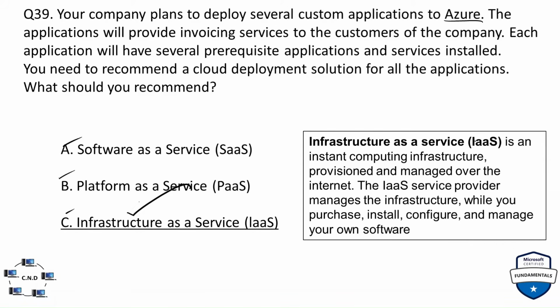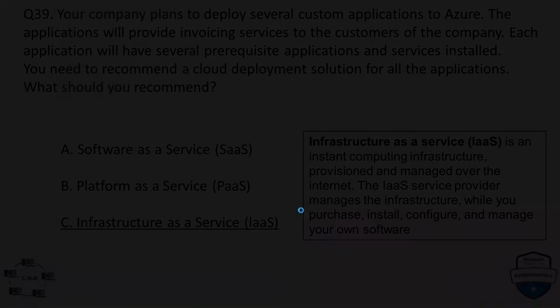And why is that? Because infrastructure as a service is an instant computing infrastructure provisioned and managed over the internet. The IaaS, or infrastructure as a service provider, manages the infrastructure while you purchase, install, configure, and manage your own software. So here, since you need to deploy your custom applications, you will need the operating system according to your custom application, virtual machines. So these all come under the umbrella of infrastructure as a service.